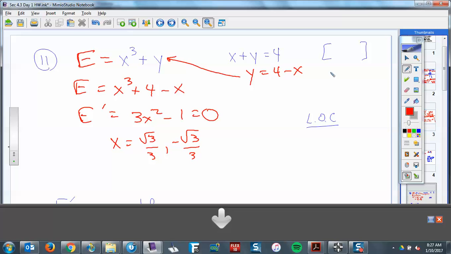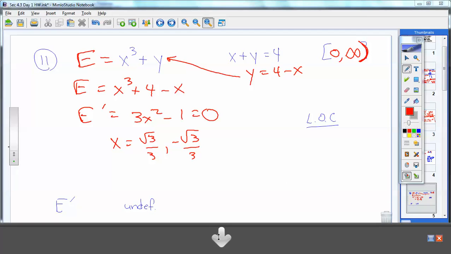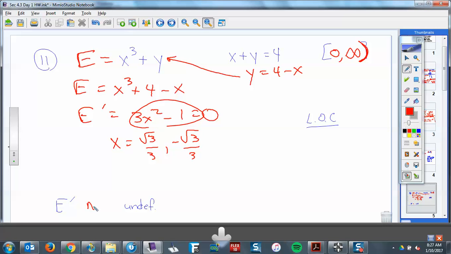Any endpoints? Did it give us any endpoints? It says x is greater than or equal to 0. So 0 to infinity is basically what we got. So that's fine. What I think would look good on this, and I call it E prime, E prime is this. That's never undefined. So never. So we talk about that.